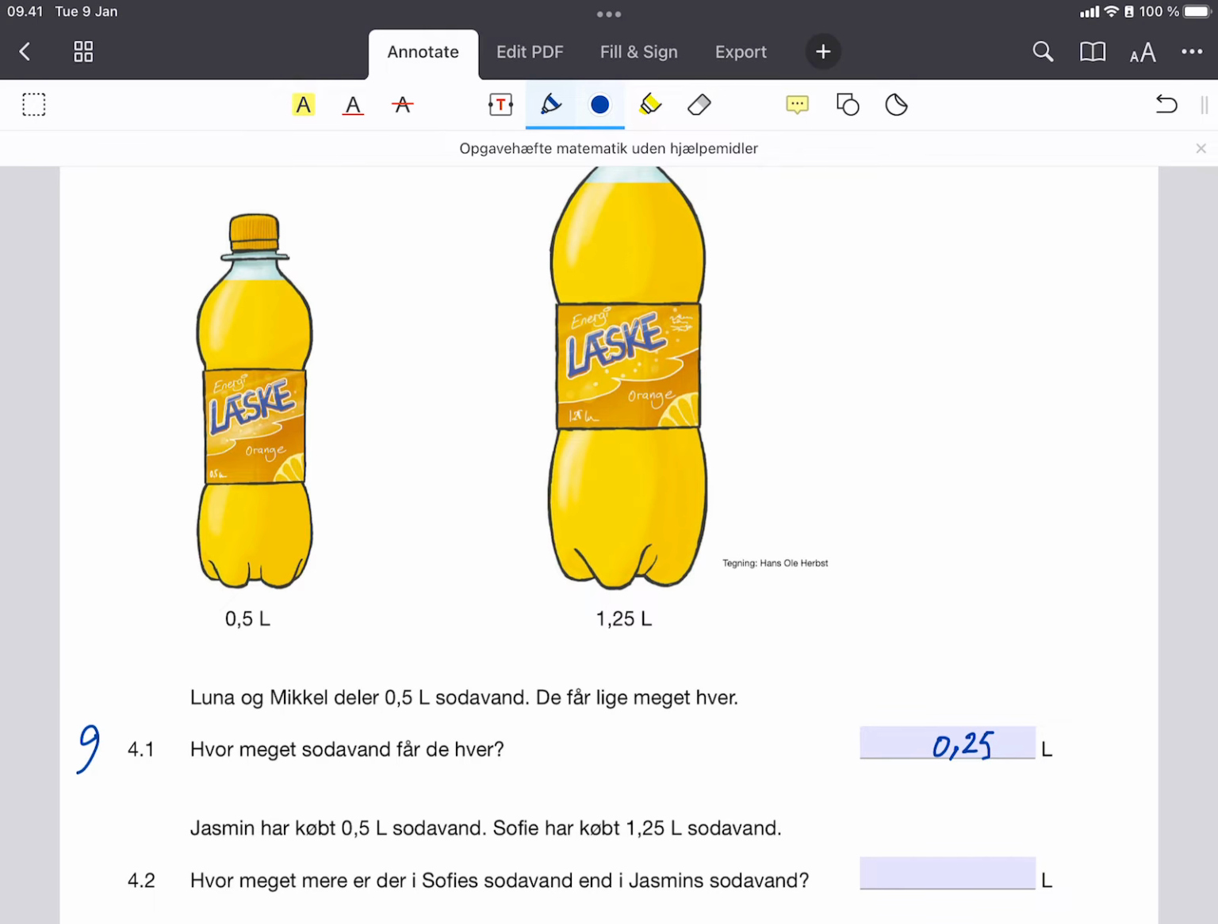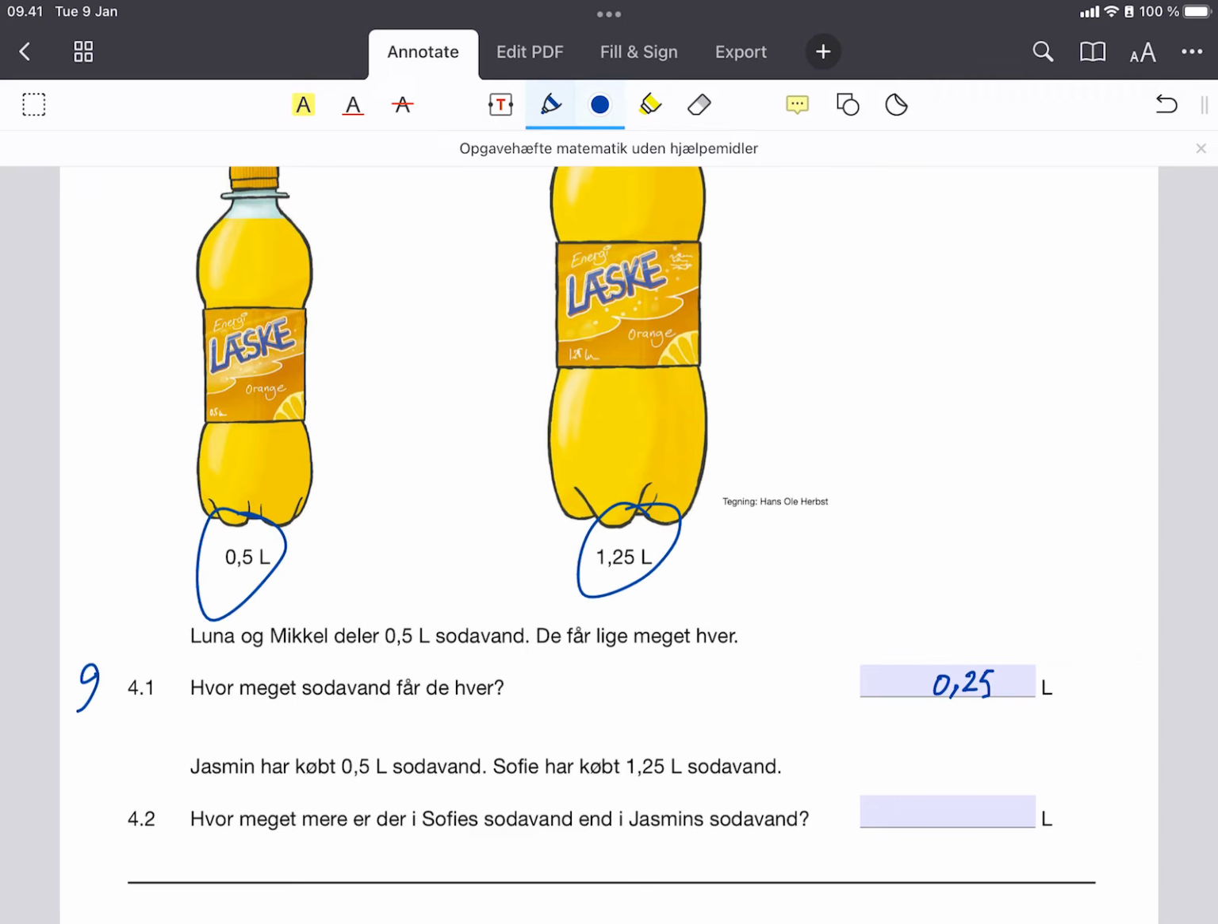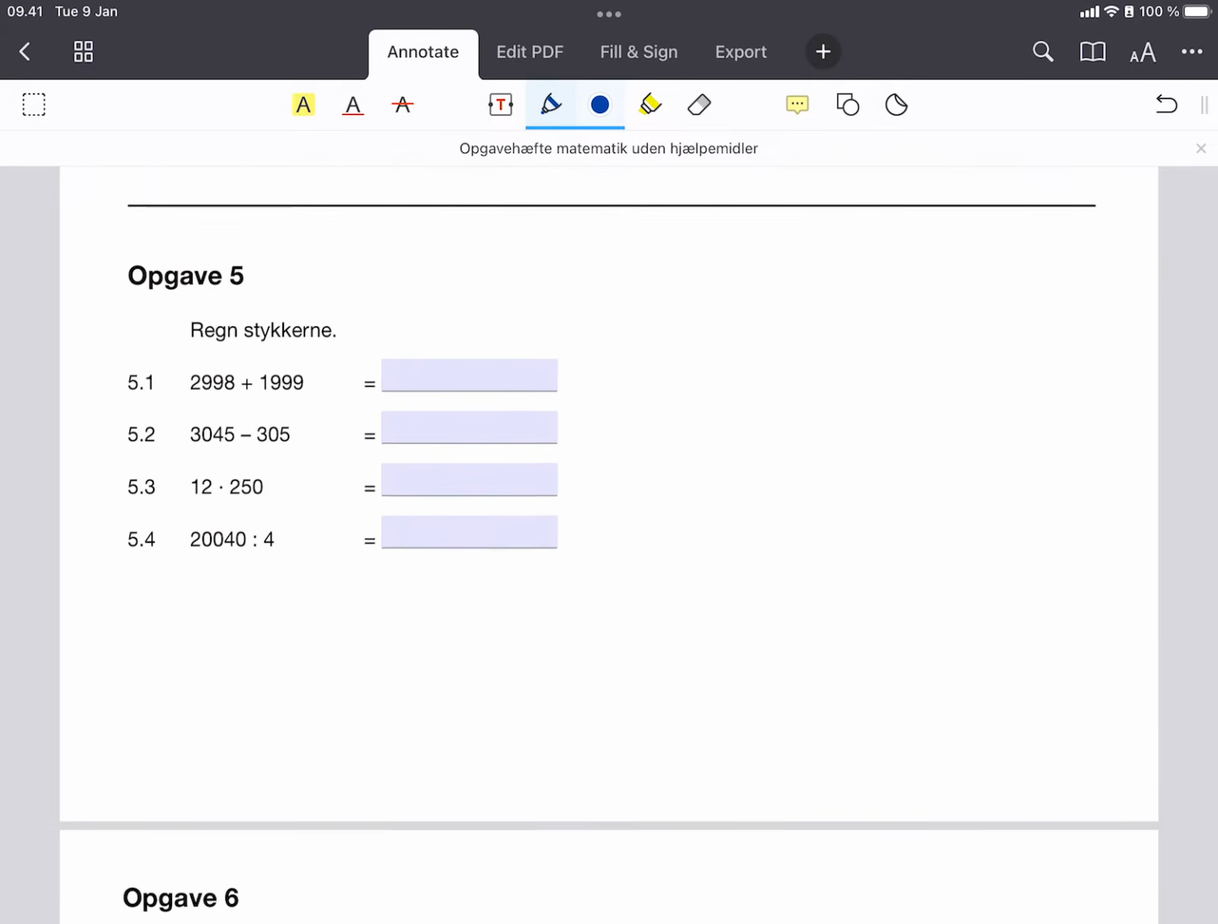Jasmine has bought 0.5 litres of soda, and Sophia has bought 1.25 litres of soda. So that's nicely illustrated with 2 bottles there. How much more is there in Sophia's soda than in Jasmine's soda? So it's just asking you 1.25 minus 0.5, which is 0.75 of a litre. Need to remember to use a comma for a decimal in Danish. So that was question 10.